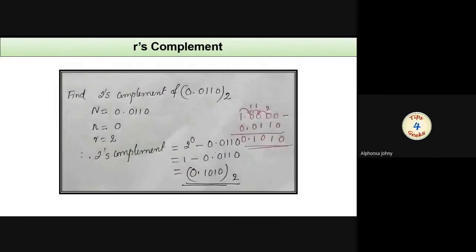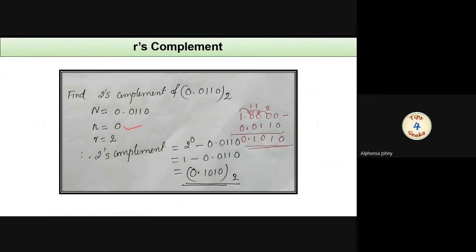Next, we will see another example. Find the 2's complement of 0.0110 to the base 2. So, first of all, what is n? The original number is 0.0110. What is the number of digits in the integer part? Look here, all are 0. So there are no digits in the integer part, so it can be written as 0.